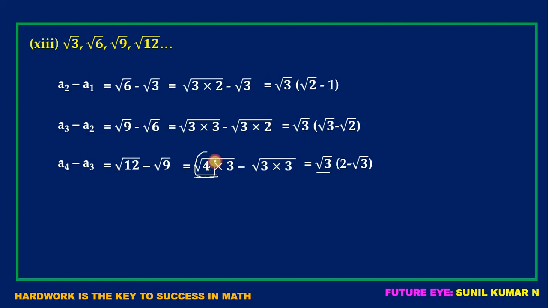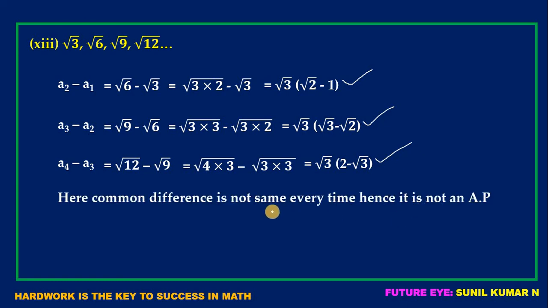Root 4 as exact value. What is the root 4 value? That is 2. And here, as you take one root 3 outside, another root 3 will remain as it is. Now these are the values we have got. Now check, are these values the same, children? No, these values are not the same. Hence we can conclude that the common difference is not the same every time, hence it is not an AP.